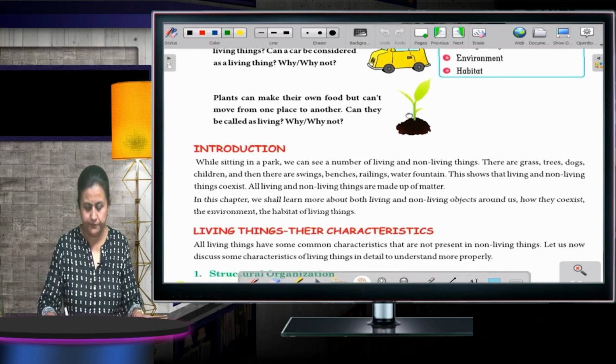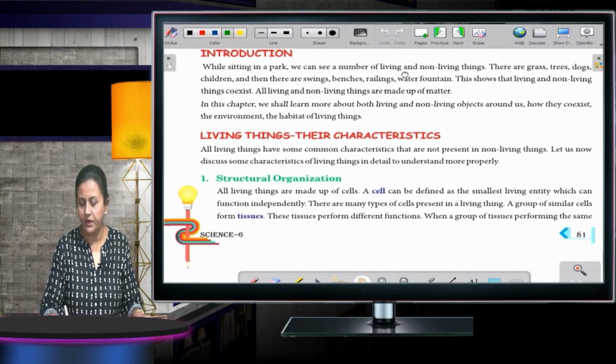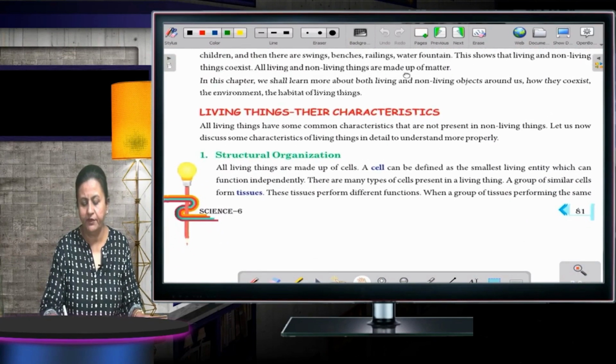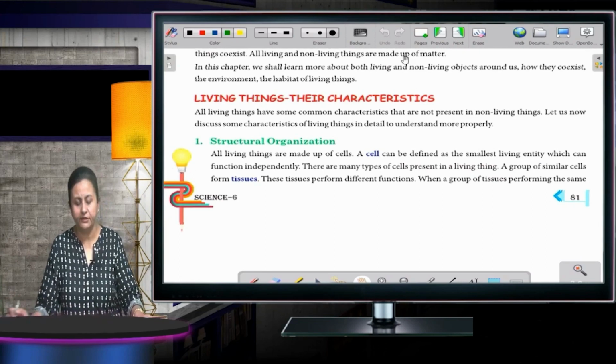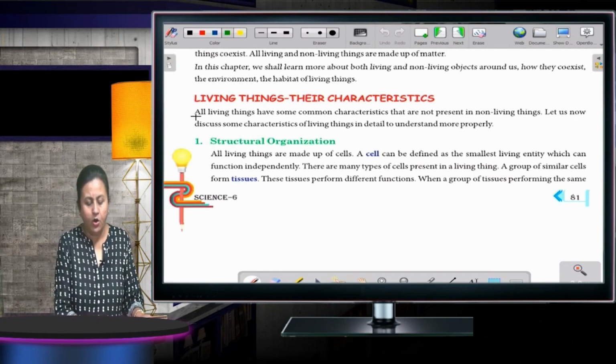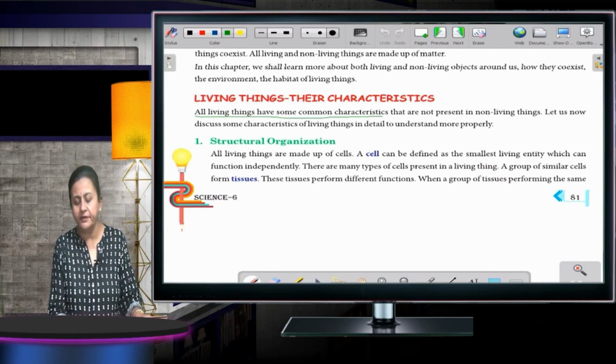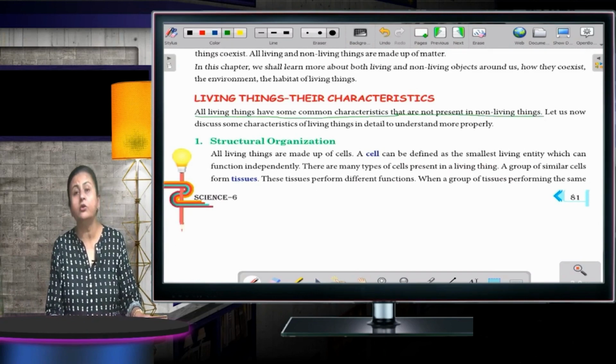So, first of all, I would be telling you about living things' characteristics. What are the different characteristics of a living thing? So let's start. All living things have some common characteristics that are not present in non-living things.